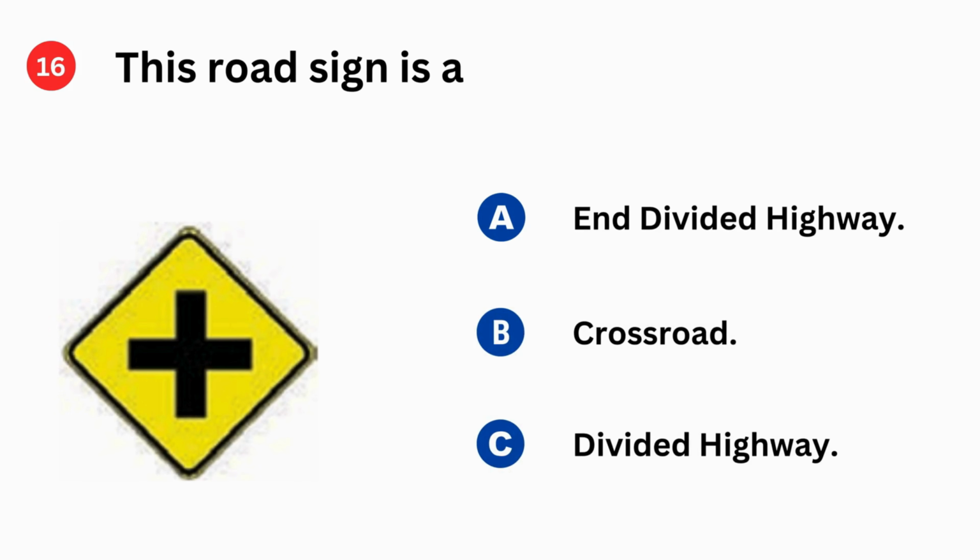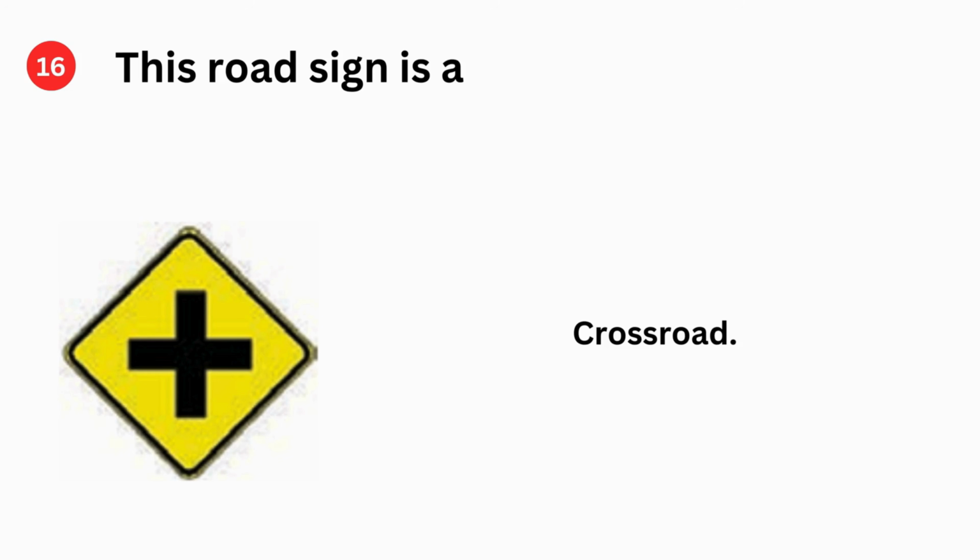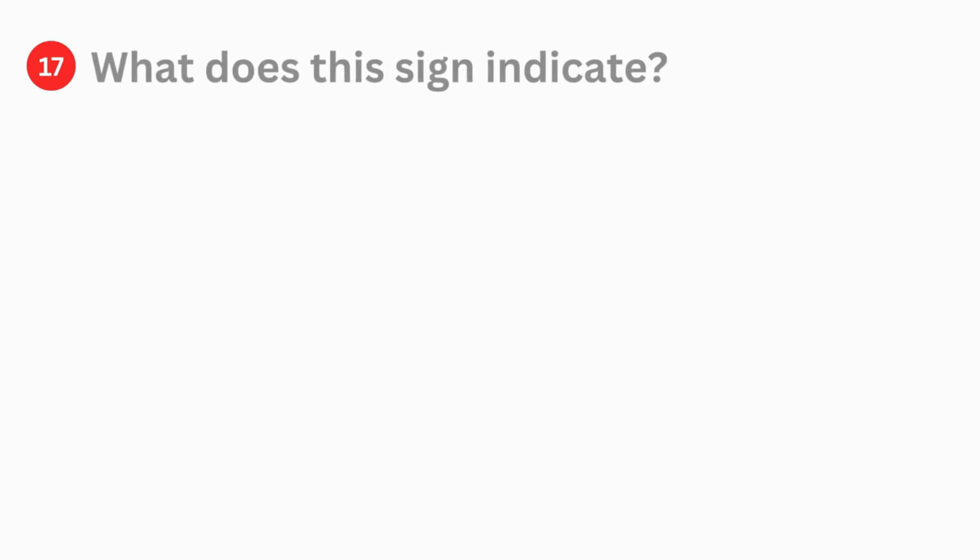This road sign is A, end divided highway, B, crossroad, C, divided highway. Correct. It is the crossroad sign.